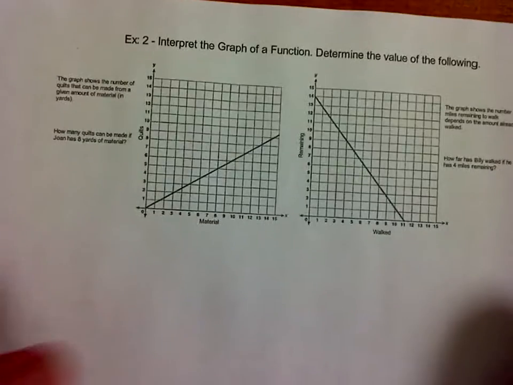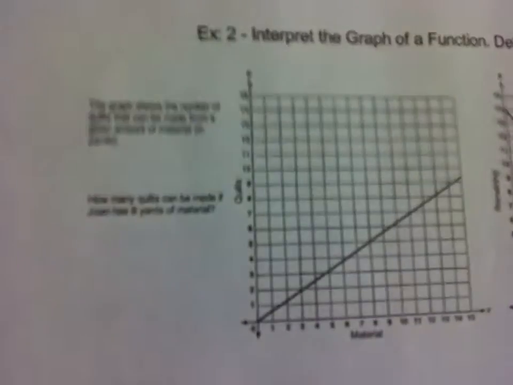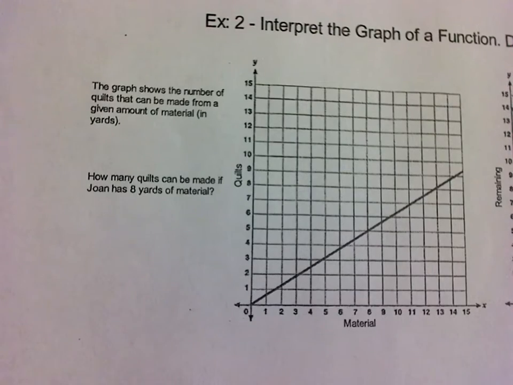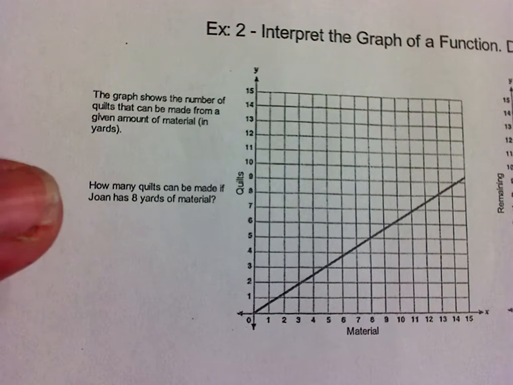Okay. Now, I know it's going to be kind of hard to read these, so I'm going to see if I can zoom in as far as I can so you can read them. What we're trying to do here is determine the value of the following. Okay, we're trying to interpret the graph of a function. So this one says the graph shows the number of quilts that can be made from a given amount of material in yards. We want how many quilts can be made if Joan has 8 yards of material.